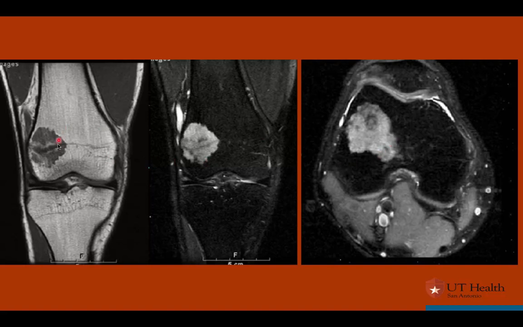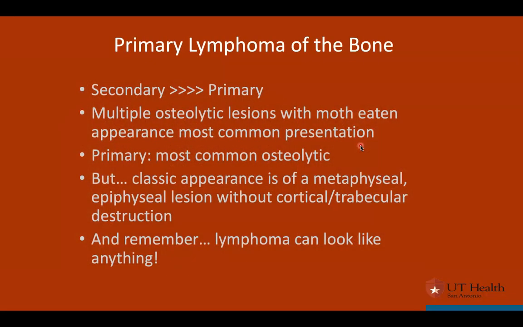Please note that there is no trabecular destruction. Also, there is no periarticular edema or enhancement. This lesion does not extend into the articulation. This is a very characteristic finding for primary lymphoma of the bone, a lesion which is occult on radiographs because it does not destroy the trabecula.